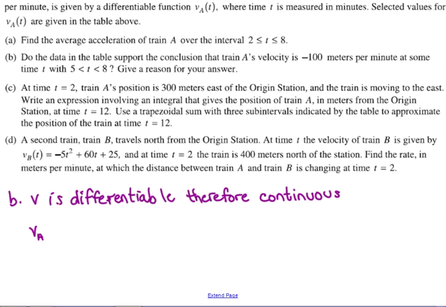And then they said v of a of 8 equals negative 120, which is less than negative 100, which is less than 40, which is equal to v of a of 5. Sorry, I'm paying attention to my interval there. 5 was the other side of the interval. And then they say, therefore, by the intermediate value theorem, there is a time between 5 and 8 that the velocity equals negative 100.